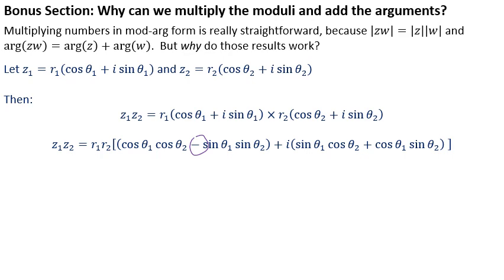The imaginary bits come from multiplying the last term of the first bracket with the first term of the second, and the first term of the first bracket with the last term of the second. If we put those together, we get sine of theta 1 times cos of theta 2, and cos of theta 1 times sine of theta 2.